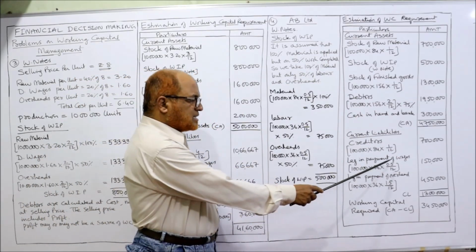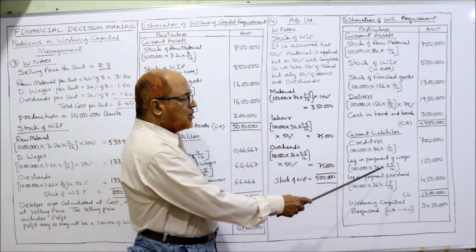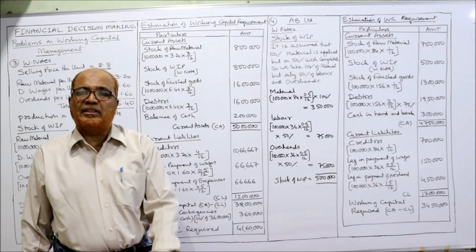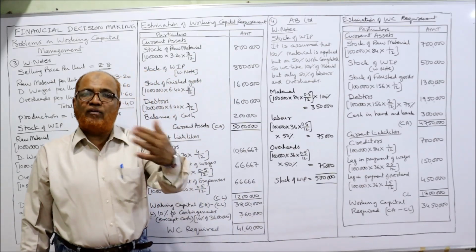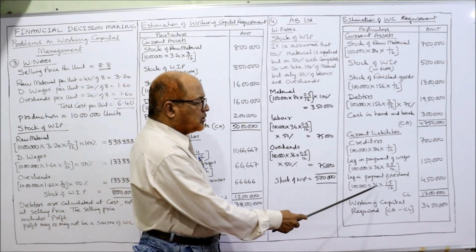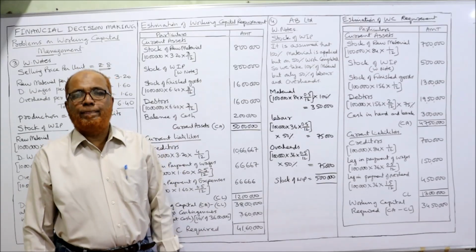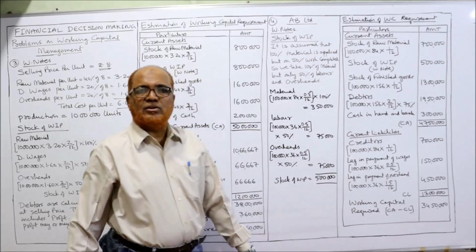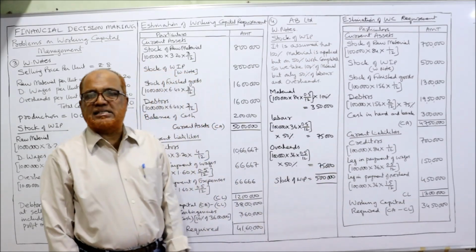Lag in payment of wages, 1 lakh into 36 rupees per unit of wages into 0.5 by 12. It is given lag in payment of wages is half month, 0.5 by 12, 1 lakh 50,000. Lag in payment of overheads, that is 1 lakh into 36 into 1.5 by 12, 1.5 month it is given. 1.5 by 12, 4 lakh 50,000. Take the total, current liabilities are 13 lakhs.